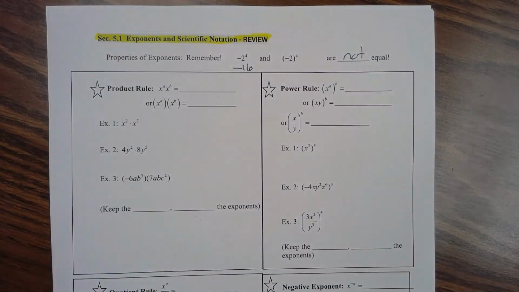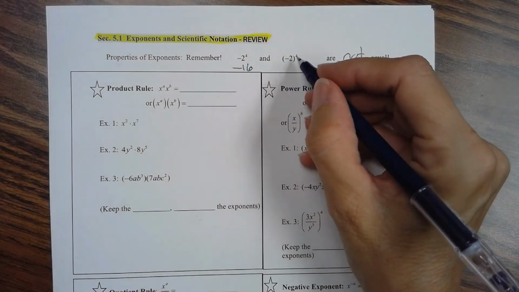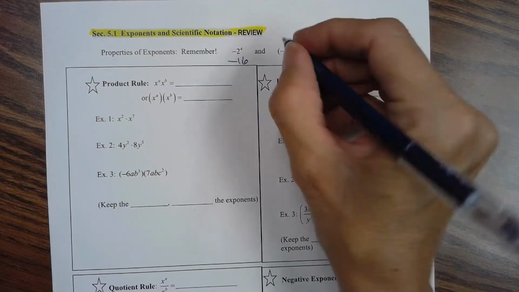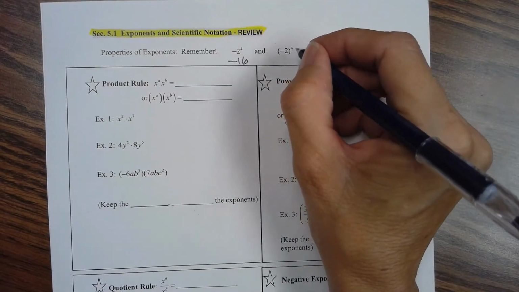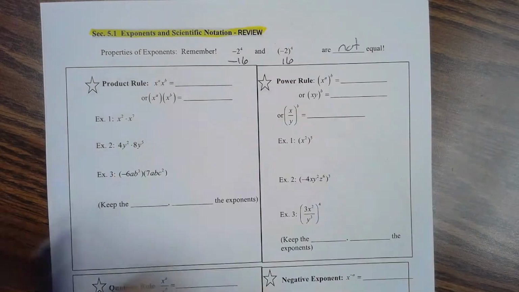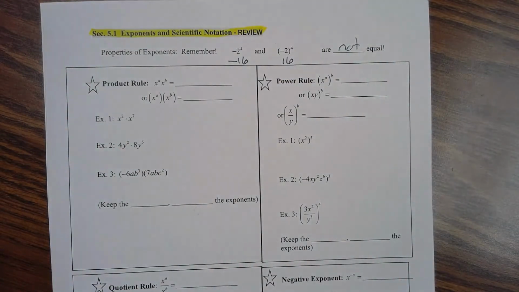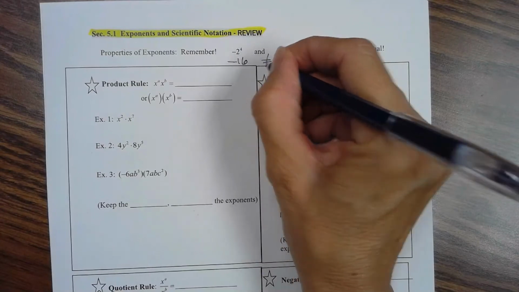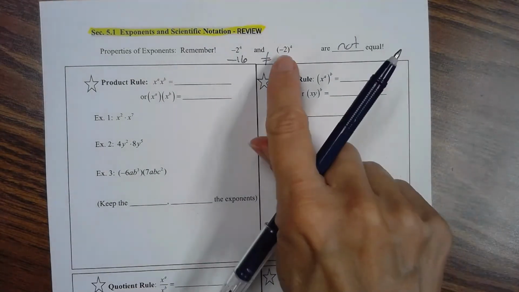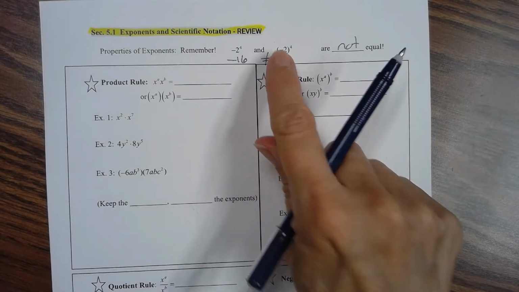When you have parentheses, that means you're taking negative 2 all raised to the fourth power. So negative 2 times negative 2 times negative 2 times negative 2 is a positive 16. So those are not equal. So you need to make sure you understand how to use parentheses correctly.